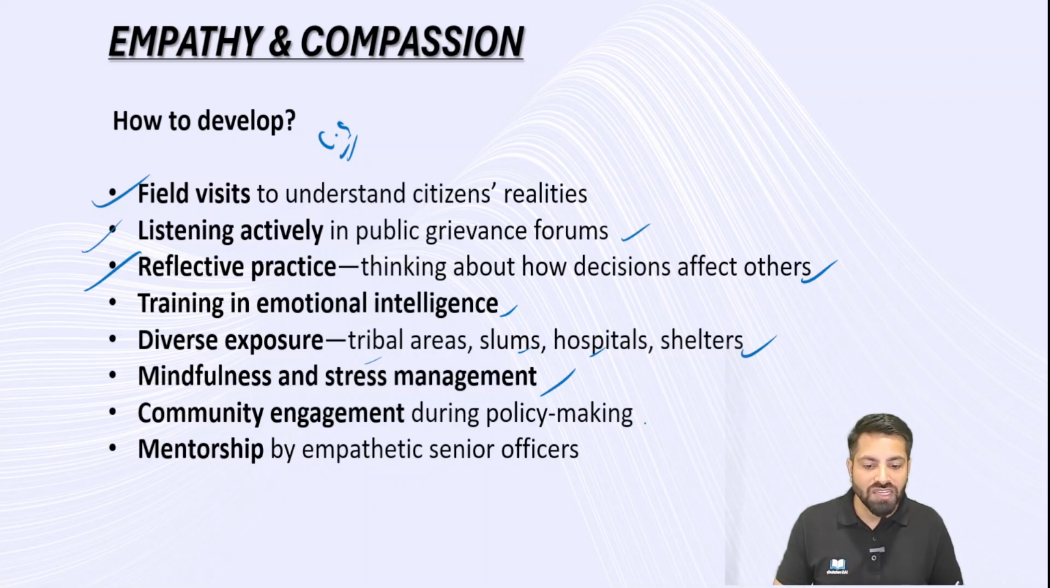Then community engagement during public policy making, because when the community is engaged, you will get to know what they need and what they really aspire to, or else it is just armchair bureaucracy. Then mentorship also: if you have empathetic, compassionate seniors, you inculcate the same values in yourself. The value system your mentor and ethical leaders follow is going to impact you also. So these are the ways to develop it.